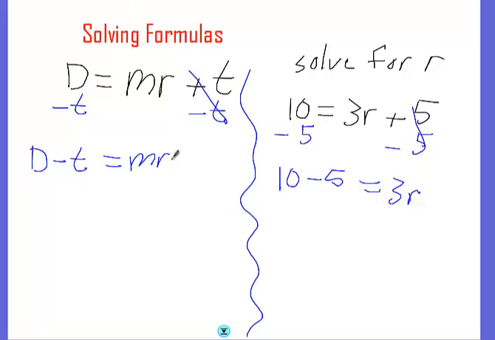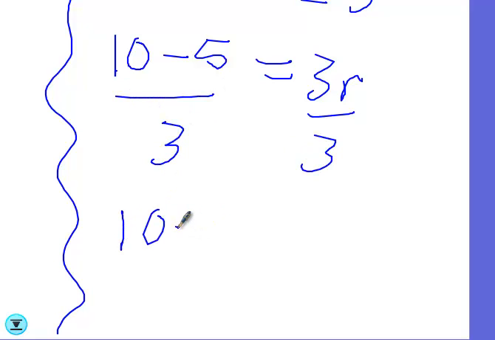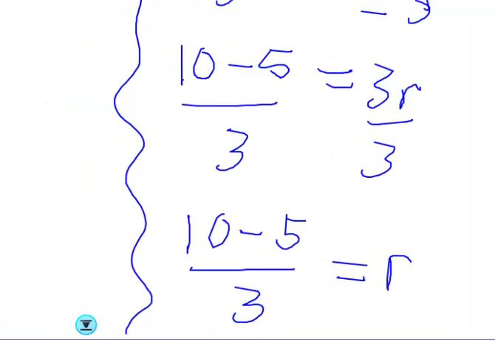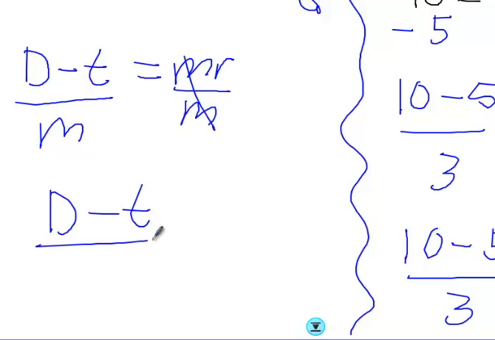All right. So now, to get r by itself over here, we must divide everything by 3. So it's 10 minus 5 over 3 is equal to r. Again, here we want to get r by itself, so we divide by m. So d minus t over m, and your final answer is exactly that, equals r. All right. All we did was solve for r. We got it all by itself.